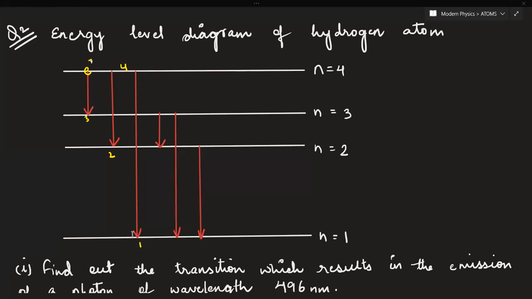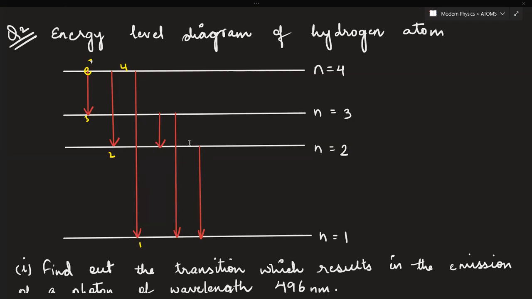Here from 4th to 1st. Here from 3rd to 2nd. In this one from 3rd to the 1st. This electron is jumping from 2nd orbit to the ground state, that is 1st. So this is ground state. This is 1st excited state, 2nd excited state, 3rd excited state. Now we have to find out, of all these transitions, 1, 2, 3, 4, 5, 6, which transition's energy difference will correspond to the wavelength of 496 nanometers.